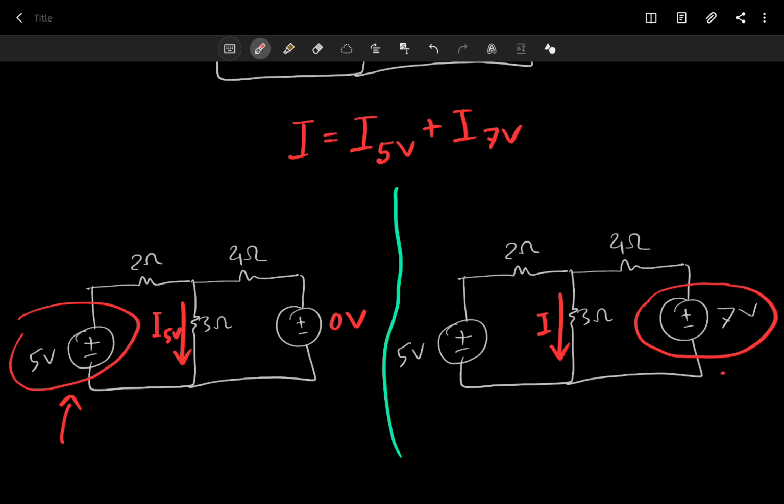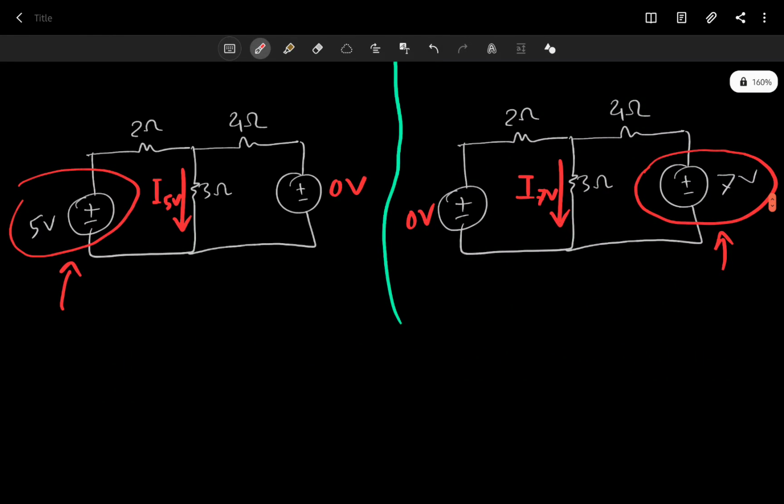I want to keep this circuit alive, this voltage source alive, and kill every other source. So here we only have one source, so that's not a big deal. So we turn this into 0 volt. Okay, and then of course the current here will be just the current from 7 volt. Okay, so now we do the usual nodal analysis or something else to figure out this current.